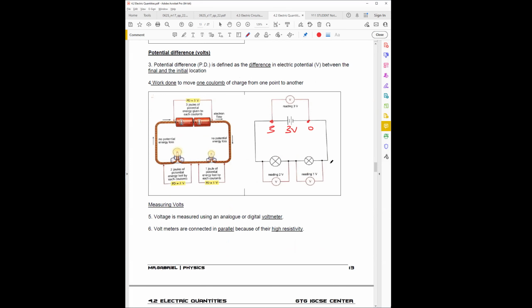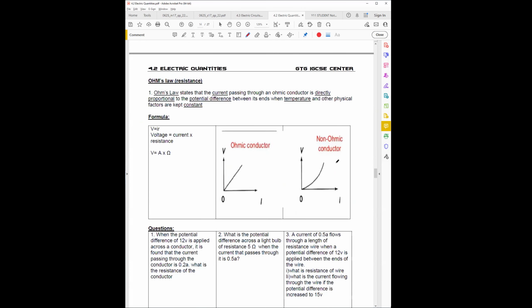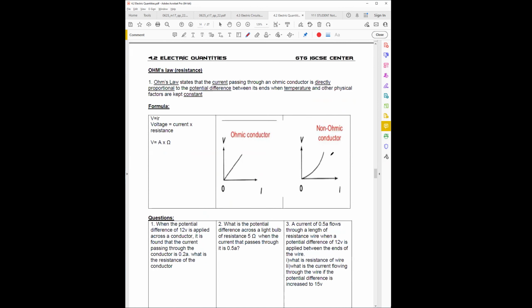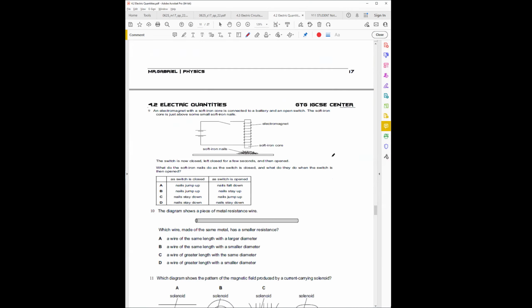Okay. Then after that, we stopped here last week, guys. We stopped here last week. And yeah, basically we're supposed to introduce you to a little bit of Ohm's law today, guys. I'm gonna throw you into the exercises.